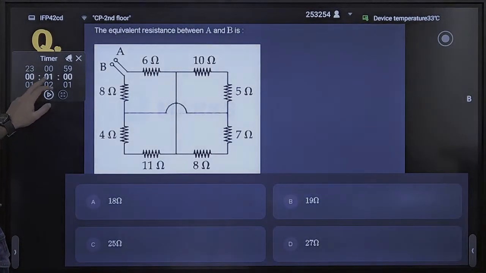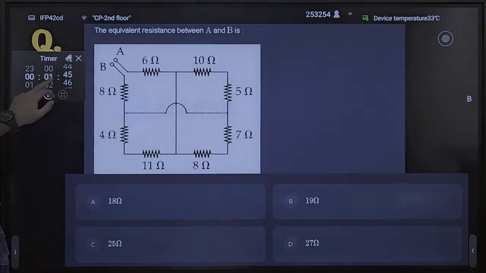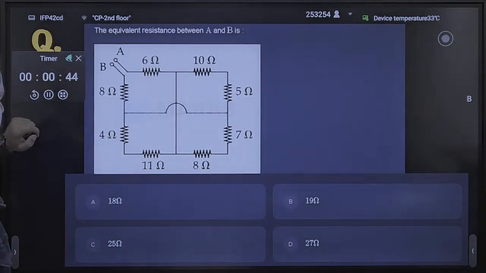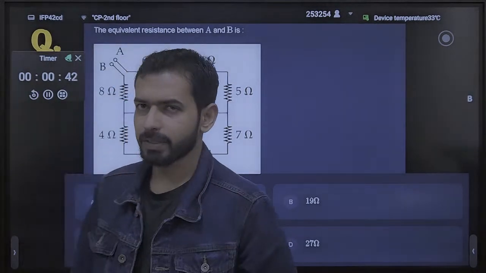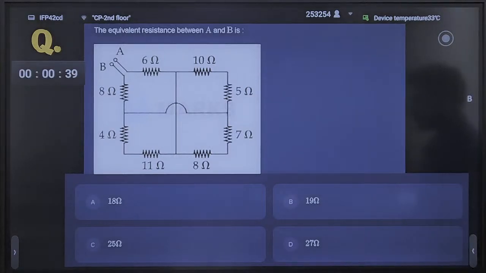This one. I hope that this question is easy, so you can solve it in 45 seconds only. Let's see how much you can do it. Easy question, I will say. Simply series parallel you have to do. Nothing else.